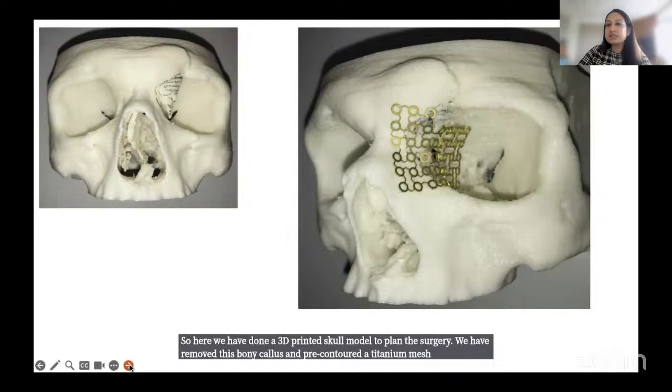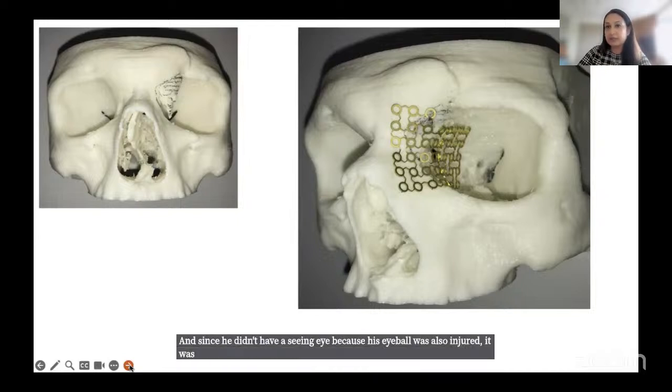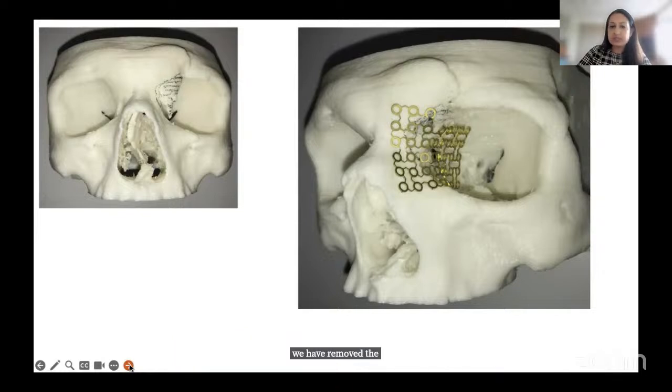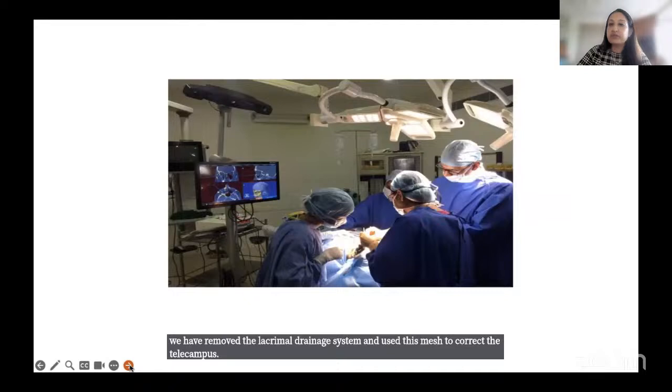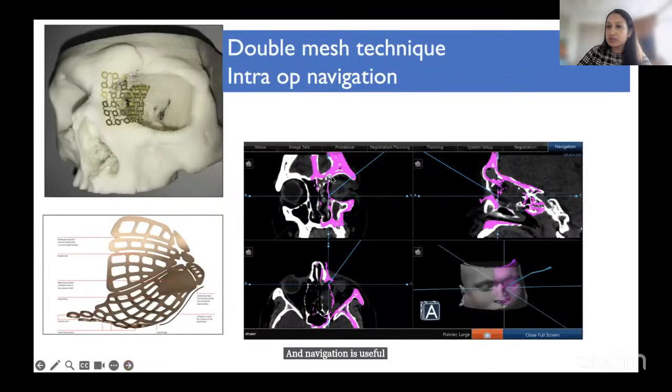And since he didn't have a seeing eye because his eyeball was also injured, it was an icicle eye, we have removed the lacrimal drainage system and used this mesh to correct the telecanthus. We have used navigation guided surgery in this. Anant is here with me. And navigation is useful in this case so that the two sides of the orbit are symmetrized.